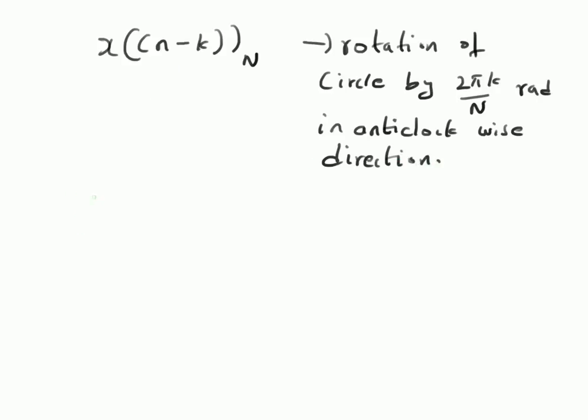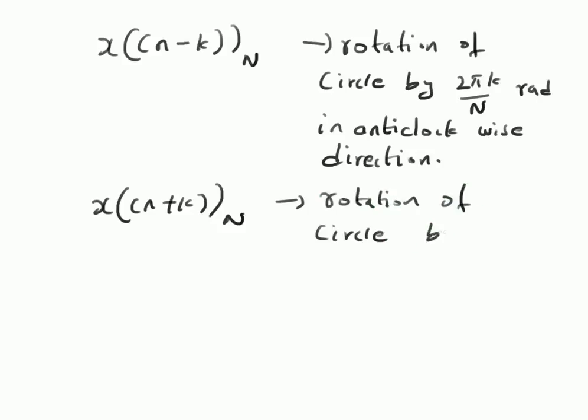So similarly for x of n plus k mod n, that is like an advance, we can determine the values by rotation. Again, rotation of the circle by the same angle 2 pi k by n radians, but in the clockwise direction. So we can determine the values of x of n plus k mod n, that is circular advancing, by using a rotation of the circle by 2 pi k by n radians in the clockwise direction.